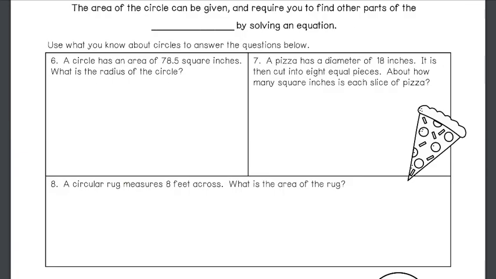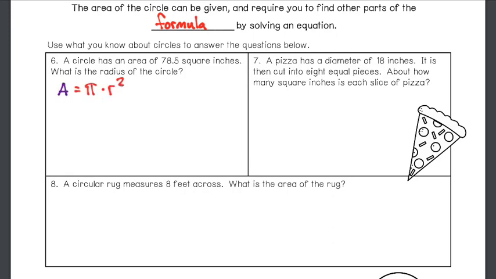Alright, if we have the area of the circle, we can find other parts of the circle. Actually, if you have one thing, whether it's a radius, diameter, circumference, or area, you can find all of the rest. It's just taking it apart. So we know that we have this area formula. If we have one piece of it, we can solve for the other pieces. So number 6, we're going to use what we know to figure this out.